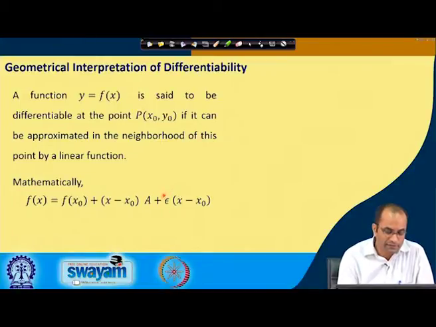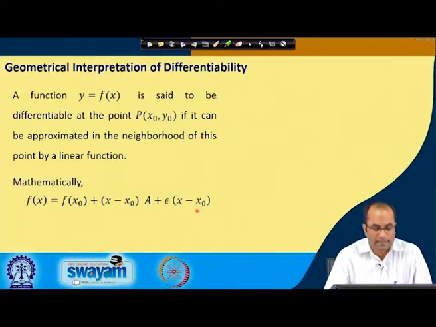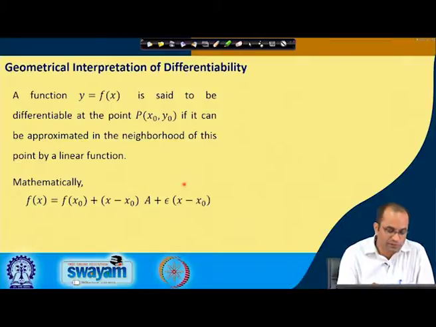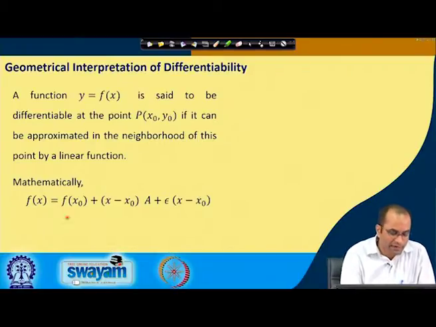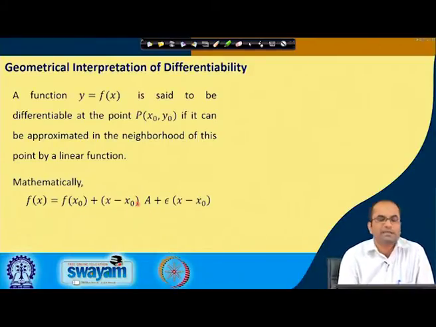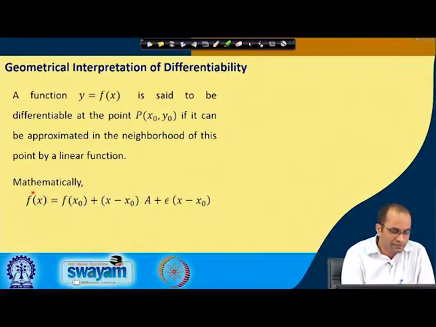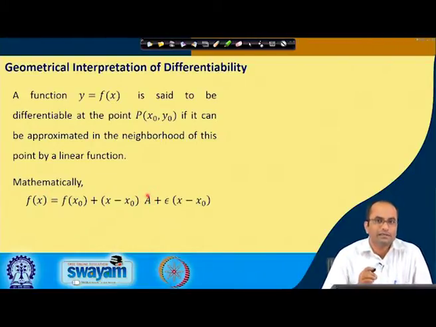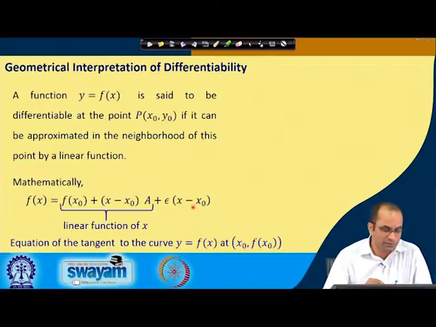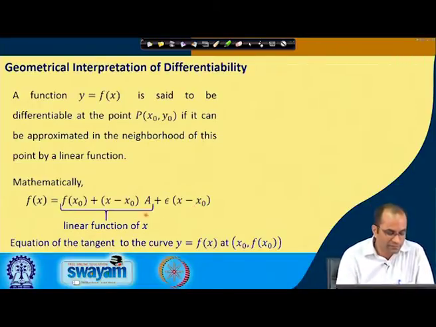Note that this epsilon goes to 0 as x goes to x naught. So, this term is pretty small because this is also going to 0 and this is also going to 0. So, we have somehow the quadratic term in terms of the difference x minus x naught, and we have the linear term here in terms of x minus x naught. So, that means this function we can approximate by this linear function at least in the neighborhood of this point x naught.